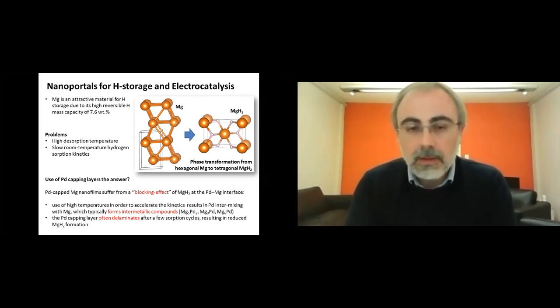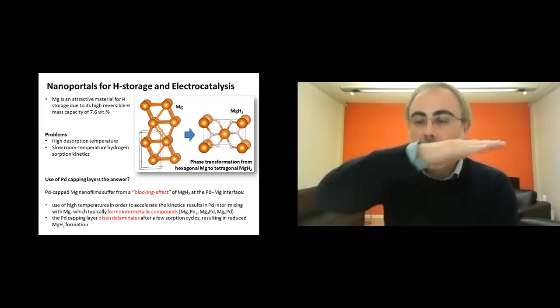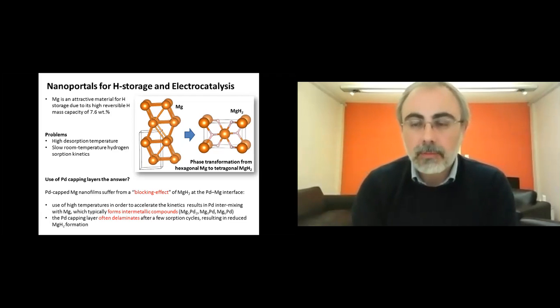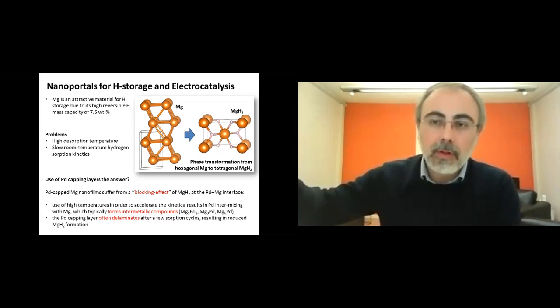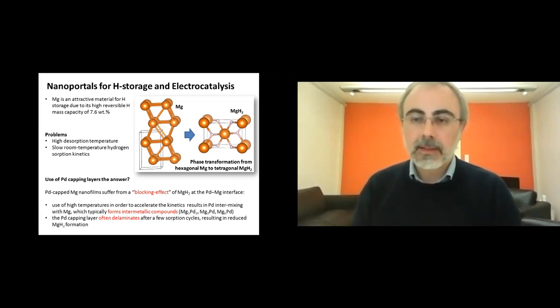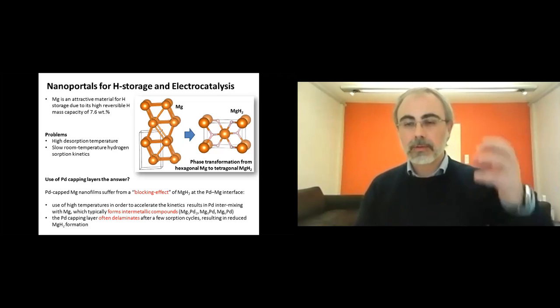So some years ago, a potential answer was given, a solution to this problem by adding a palladium layer on top of a magnesium film. So you add an extra, very thin film of palladium on top of the magnesium film. Now, palladium is a catalyst, so it can dissolve the molecular hydrogen into atomic hydrogen and can help it penetrate the film.